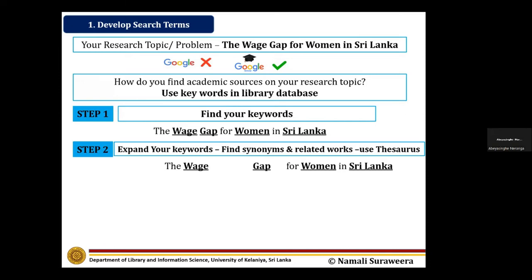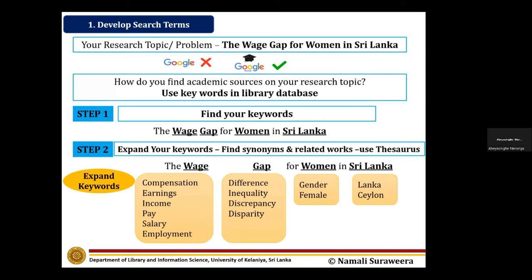So first I can expand the key terms. For example, as you can see from the screen, for wage we can find different synonyms such as compensation, earnings, incomes, and so on. For gap, it may be difference, inequality, or disparity. For women, we can use synonyms like gender and female. And for Sri Lanka, we can even use Lanka, or maybe Ceylon if we are looking for some historical articles as well. This is how you need to find different synonyms for your keywords.